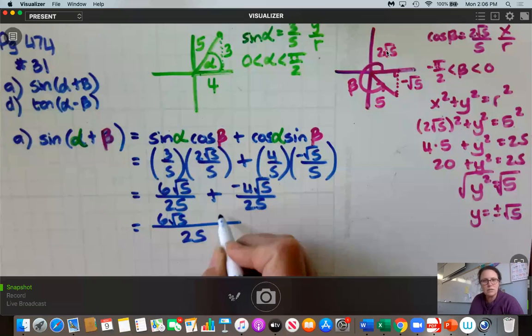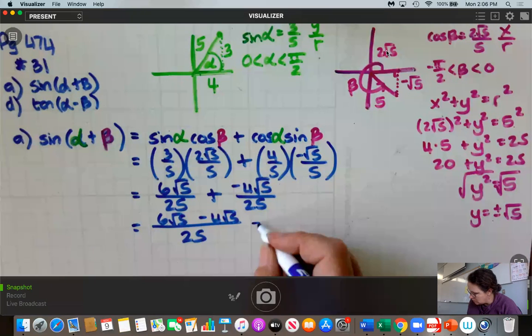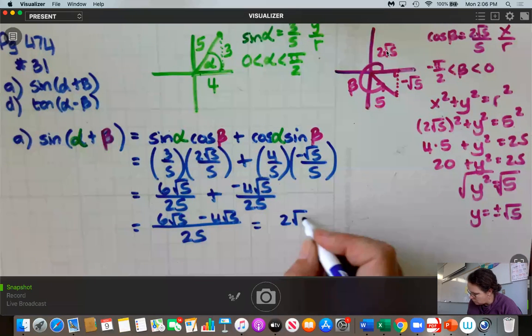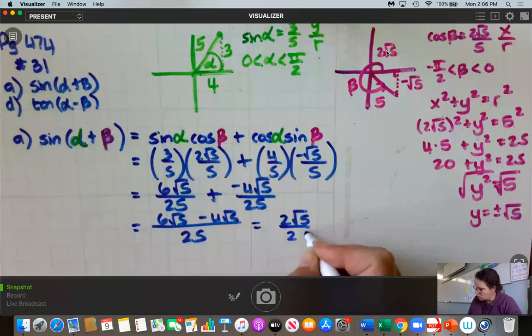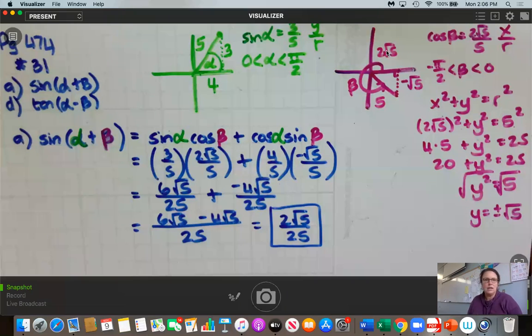And I can treat my root 5s as like terms. So I have 6 root 5 minus 4 root 5. It's going to equal 2 root 5 over 25. There's nothing more to simplify. I don't have to rationalize this since there's no radical in the denominator. So that is part A.